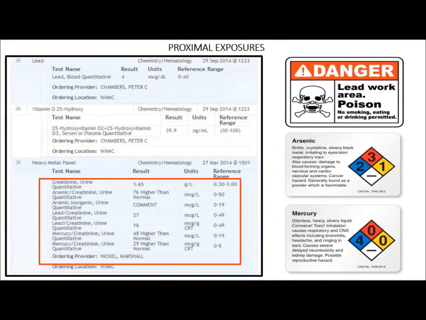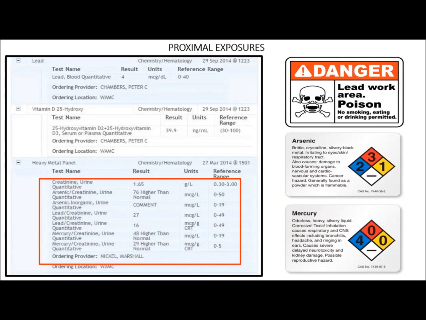Looking at proximal exposures, we know this stuff is found in the environment when we're shooting. I learned to get tested after I've been shooting, especially in confined spaces. And if you do work in this environment, you're going to get some of this stuff in you.